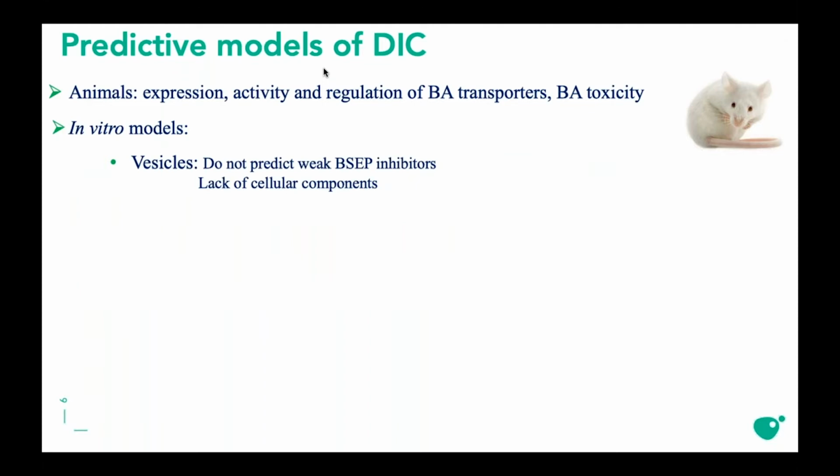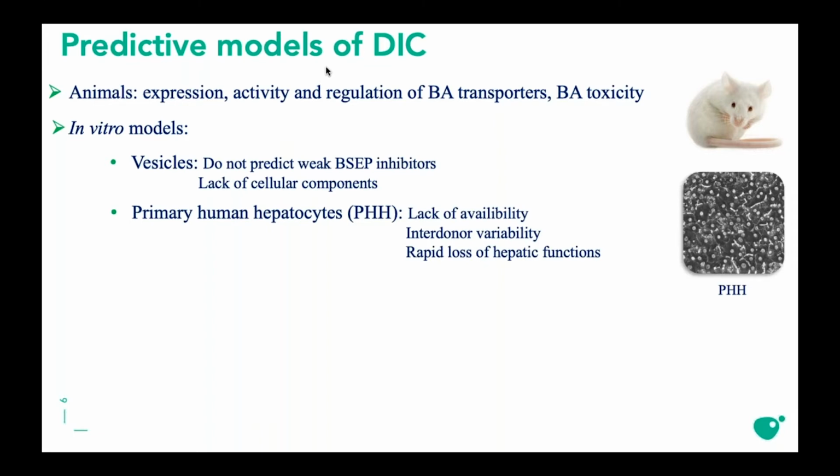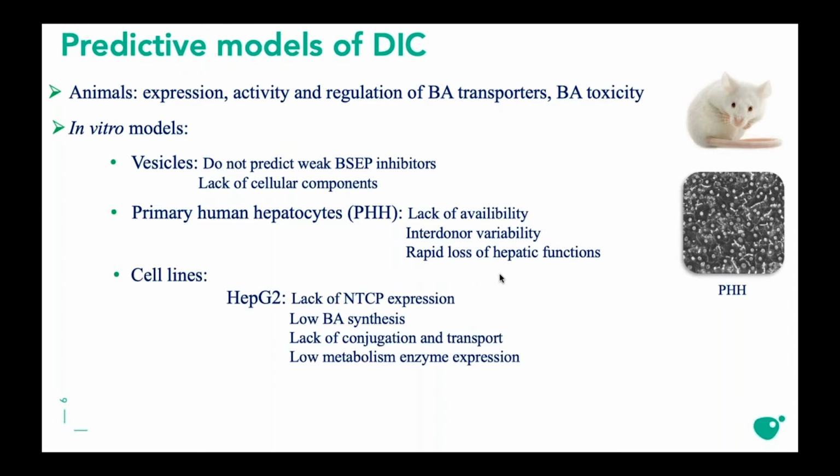Assays using membrane vesicles cannot predict cholestatic risk of drugs that are weak BSEP inhibitors, and in addition, they lack the essential cellular components. The use of primary human hepatocytes, which is the gold standard model, is limited by the lack of availability, the interdonor variability, and the rapid loss of hepatic functions. The primary human hepatocyte spheroid model would be valuable, yet its predictive capacity of cholestatic drugs has not been fully assessed. Alternatively, human hepatic cell lines have been proposed for hepatotoxicity studies.